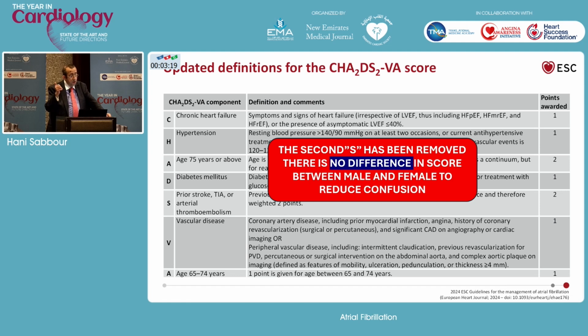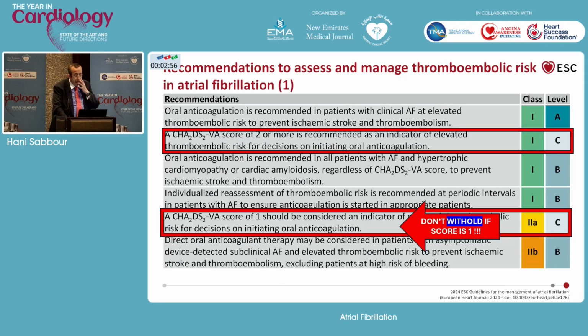So it's still chronic heart failure 1, hypertension 1, 75 or above 2, diabetes is 1, prior stroke, TIA or embolism 2, and vascular disease. Age, 1 point for 65 to 74, 2 points for 75 and above. No S. Right? It's not to mean that women don't have extra risk. They do, but it's a risk modifier, not a calculatable number.